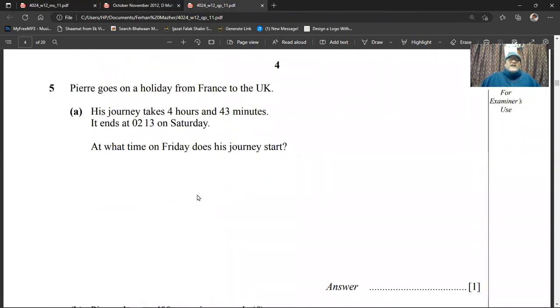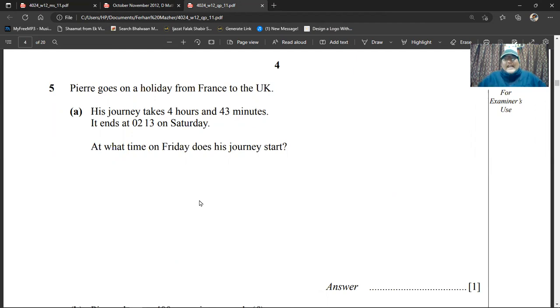Question number 5. Perry goes on a holiday from France to the UK. His journey takes 4 hours and 43 minutes. It ends at 2:13 on Saturday. At what time on Friday does his journey start? So he started his journey on Friday, and the journey ends on the next day, Saturday. On the next day, Saturday, the journey ended at 2:13.